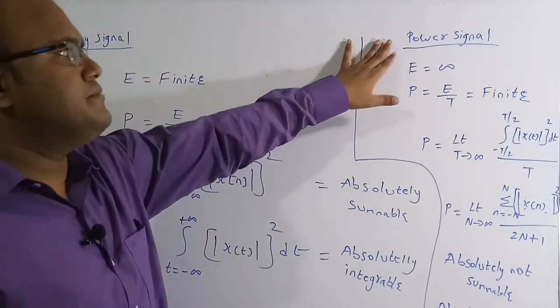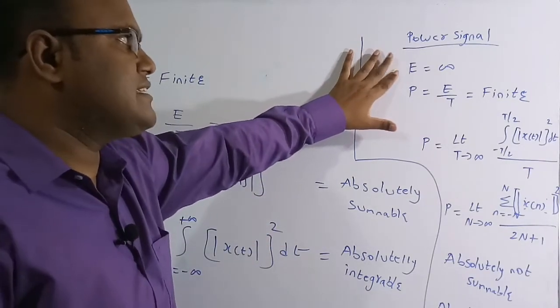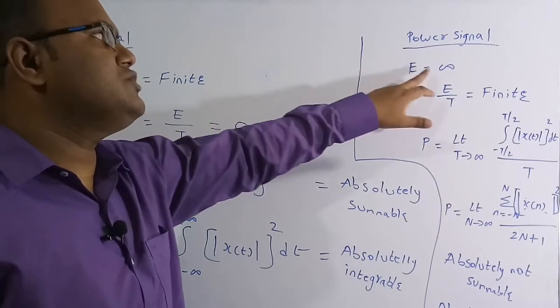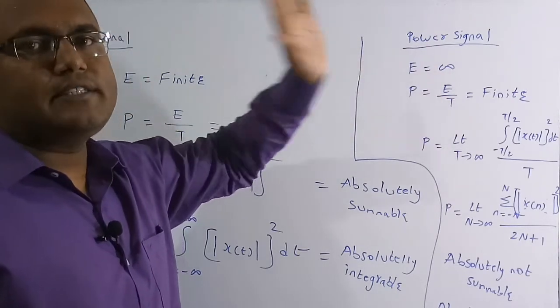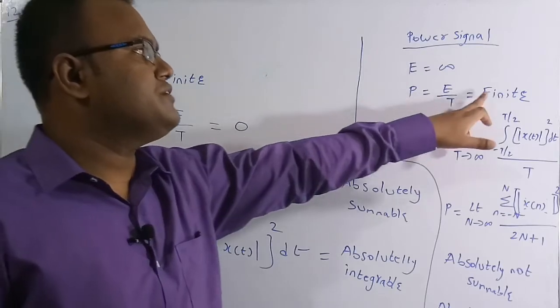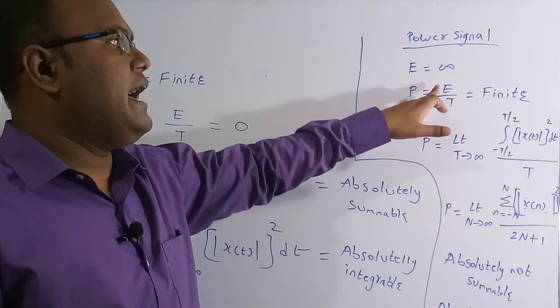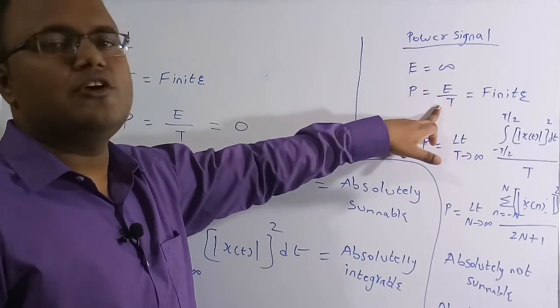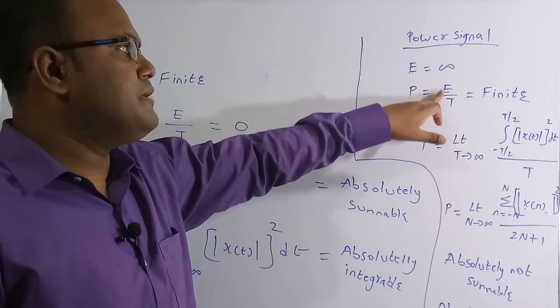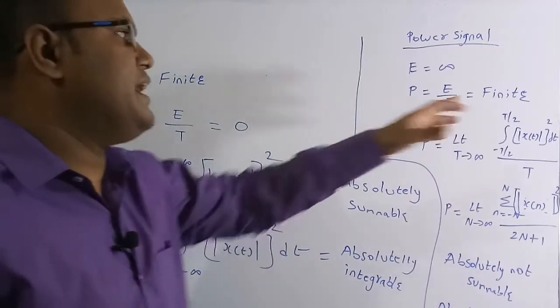Now what is the meaning of a power signal? These are the signals which have energy equal to infinity for all time, and the power is a finite value, because the power is defined as energy per time. As the energy is infinite and the time is also infinite, infinity by infinity gives us some finite value.